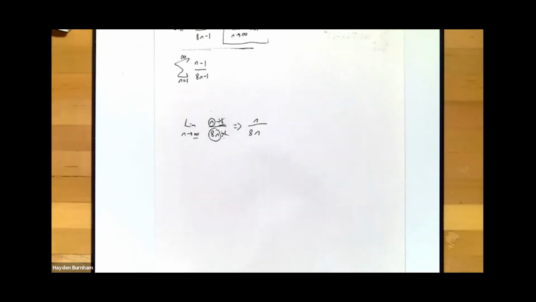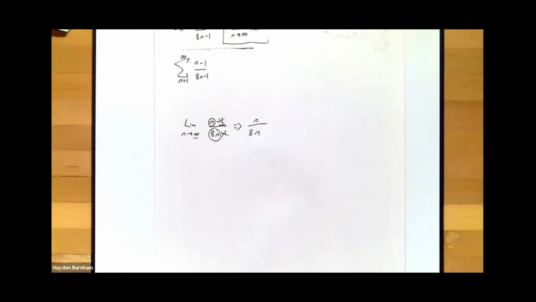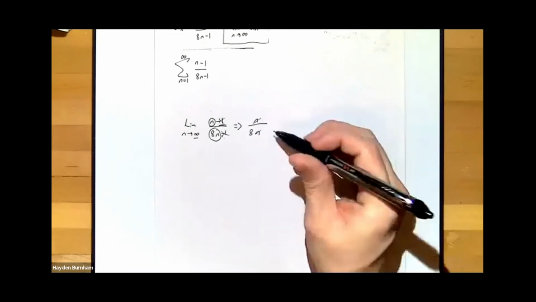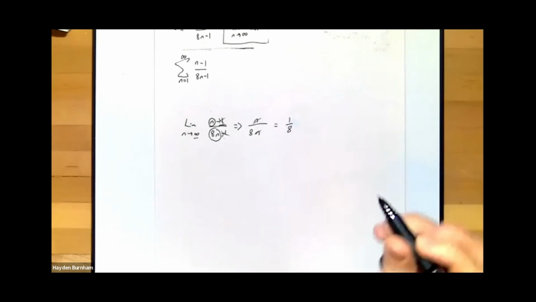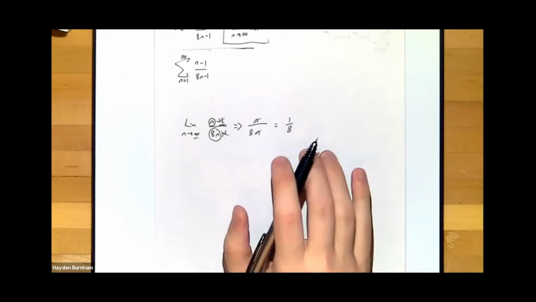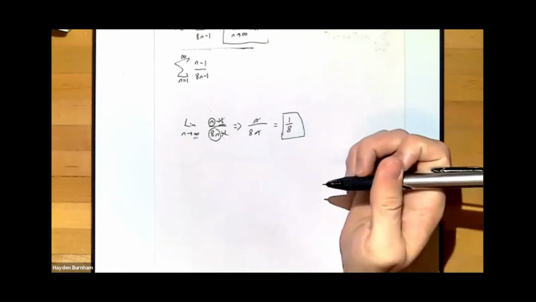And that's just because as n becomes so big, the rest of these values are going to be so small in comparison, it won't matter. And then here it's just simple arithmetic, the n's cancel out, and we get 1 over 8. So we know the limit of this sequence as n goes to infinity is 1 over 8.